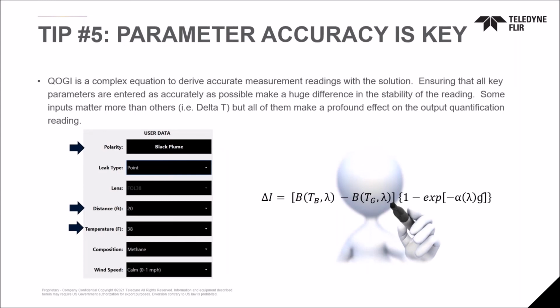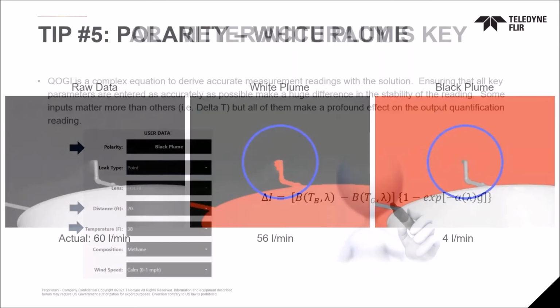And the last one, these parameters, we've talked about the temperature, but all the parameters information is key. Understanding delta T, the distance, what polarity you have. If you have the wrong polarity, luckily, you can fix that in the tablet, but it becomes challenging to use in the field.